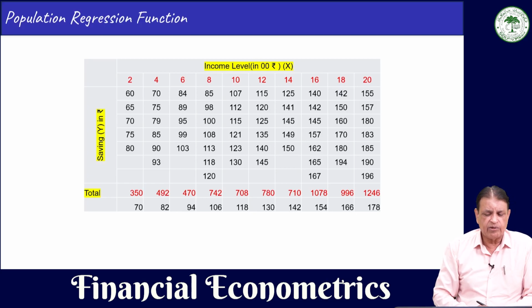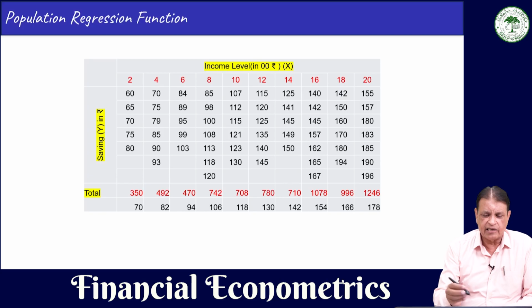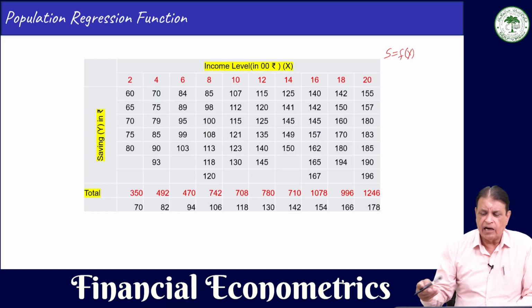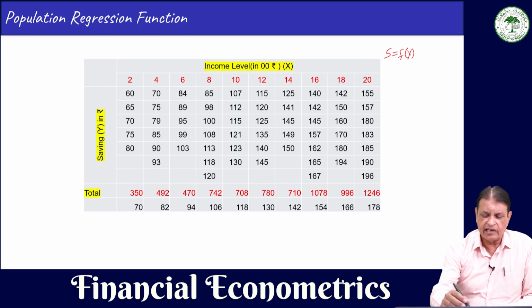The first thing that we have to do is find the conditional mean of the dependent variable. Here the dependent variable is saving. Saving is a function of income. S is saving and Y is income. So we have to find out the conditional mean of saving that can be associated with this. We can write it like this. Here we are denoting the income by X and saving by Y, so we can use the same notation instead of S.